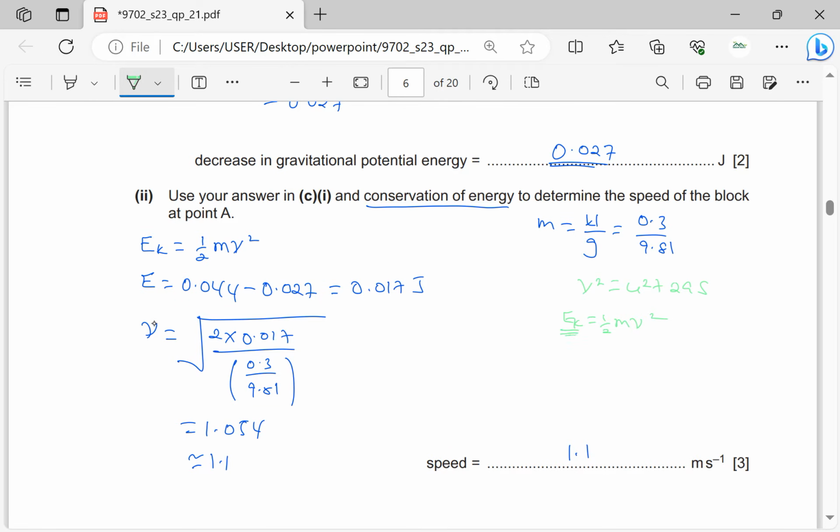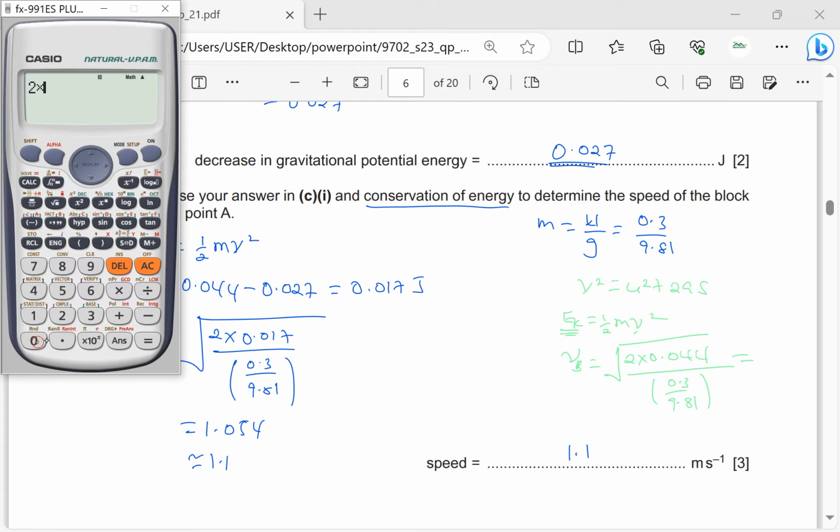I know the kinetic energy at B. I'm trying to find the speed at B. So the speed at B is going to be the square root of 2 times 0.044, that is the kinetic energy at B, divided by the mass, which is still 0.3, over 9.81. So I'll just press my calculator. 2 times 0.044 divided by 0.3 divided by 9.81.